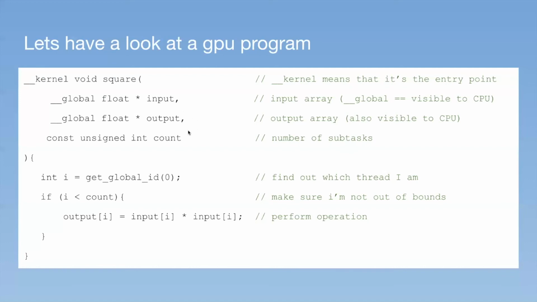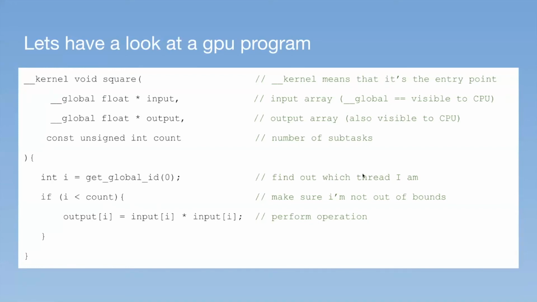And then our third parameter is the number of elements in the array. That's just because in C, you don't know the length of an array, so you have to supply it as a third parameter. So then we get into the body of the function.